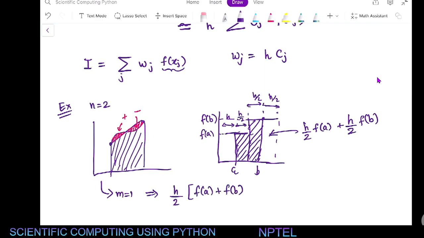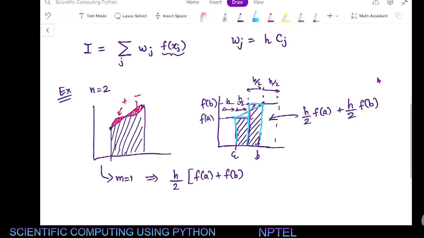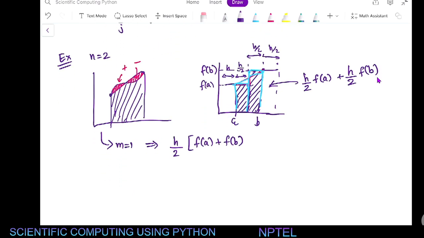Why? Because as I mentioned, sometimes positives and negatives just cancel. So we are approximating either this way or this way. Let me use a different color. Both the pink and blue ones give the same area because the difference is this triangle and this triangle, and those two triangles are equal but opposite. So one is positive, one is negative. Okay, so that's the idea.